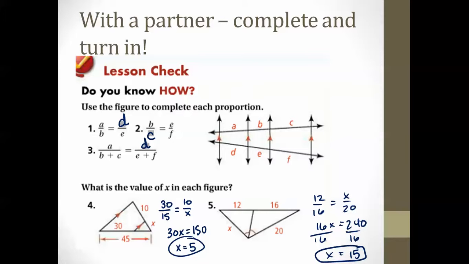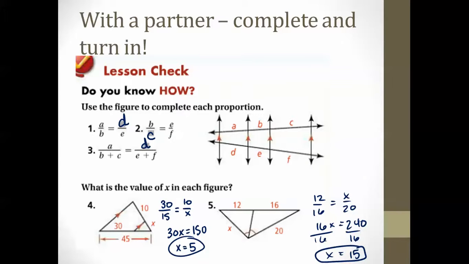Number 4, what is the value of x in the figure? Set up a proportion, 10 over 15. That's 15, that's 45 minus 30 for that small missing piece on the bottom of that triangle. So 30 over 15 equals 10 over x. Cross multiply, and you get x equals 5.